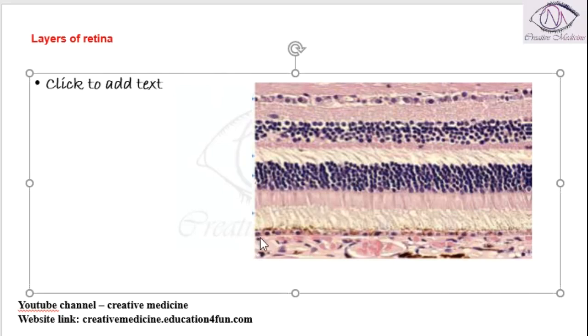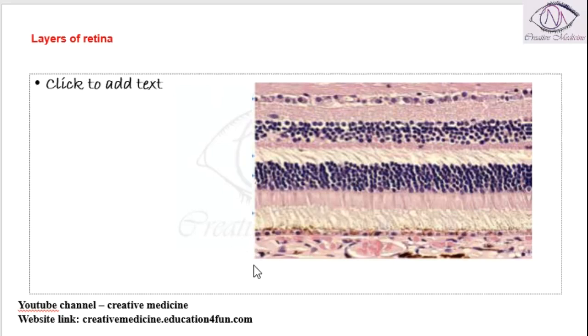here pigmentation is present. So this is retinal pigment epithelium. Then these are the photoreceptors, that is rods and cones. Okay, then we have external limiting membrane.